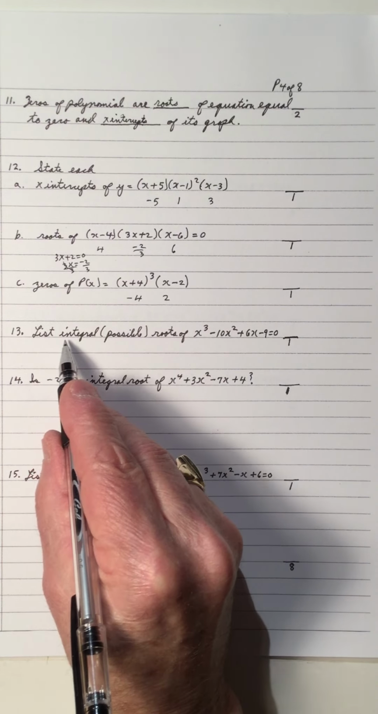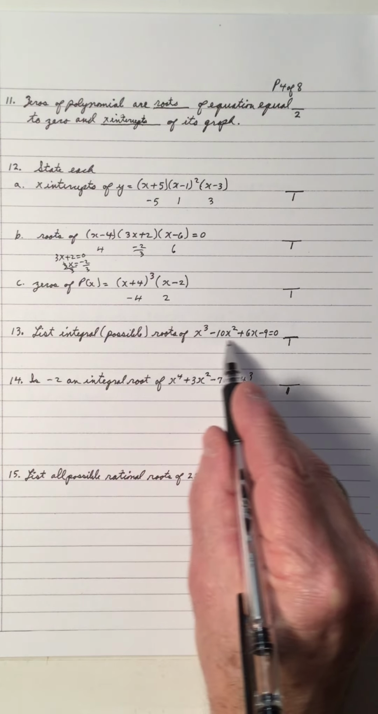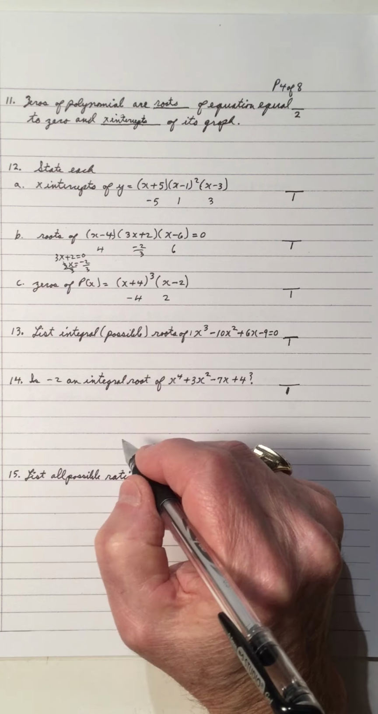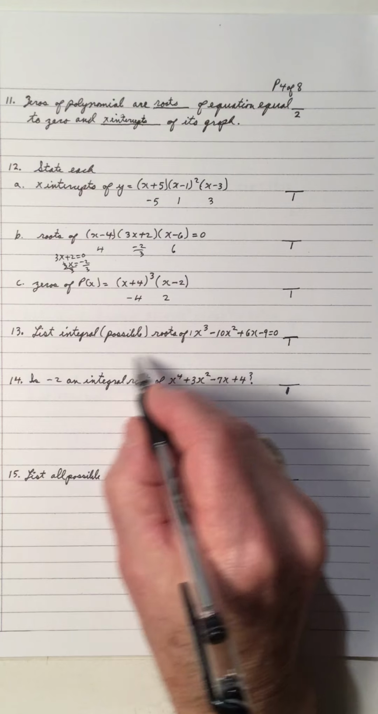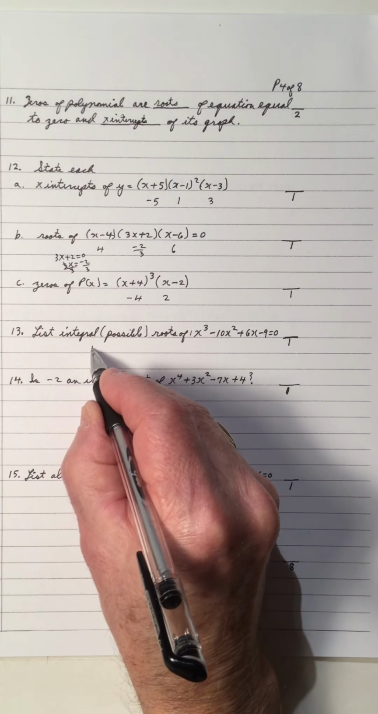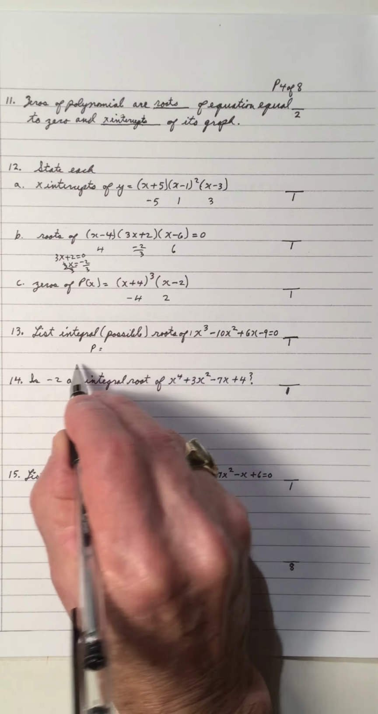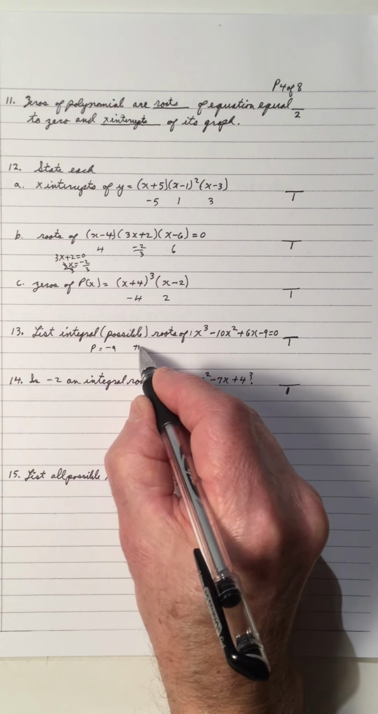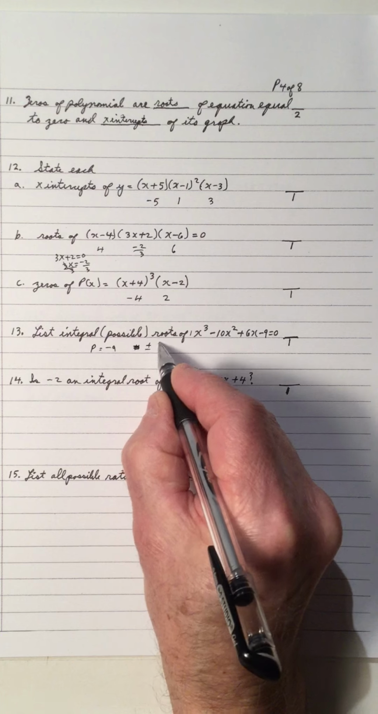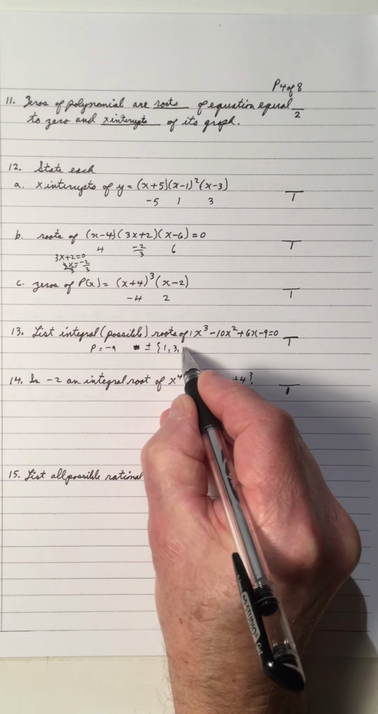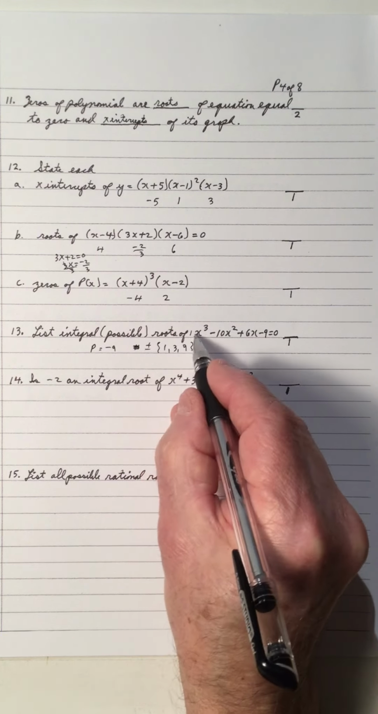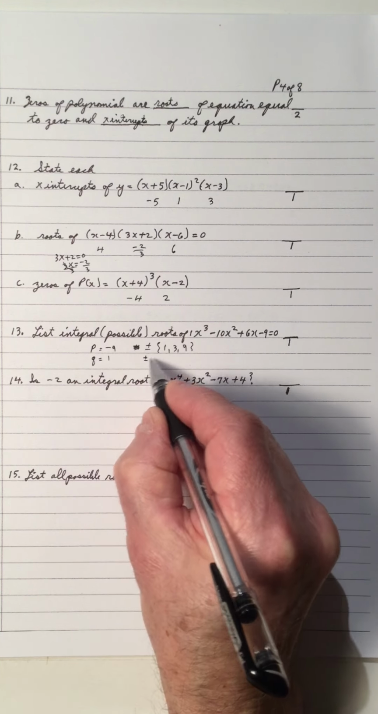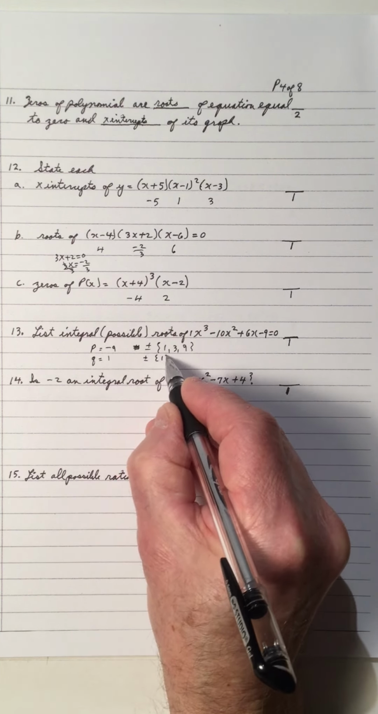Number 13, list the integral or possible roots of this. So notice that this is a 1. So because this is a 1, then if you think about it, this is p. P is negative 9. So that's plus minus 1, 3, and 9. Q is 1. So if Q is 1, that's plus minus the factors of 1.